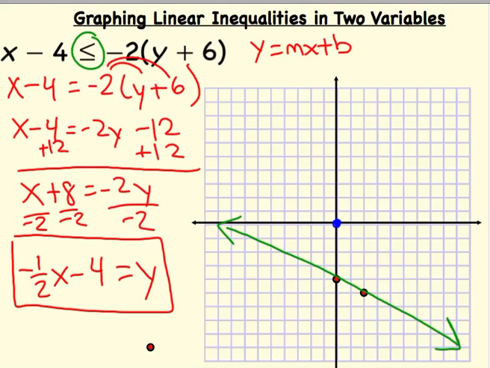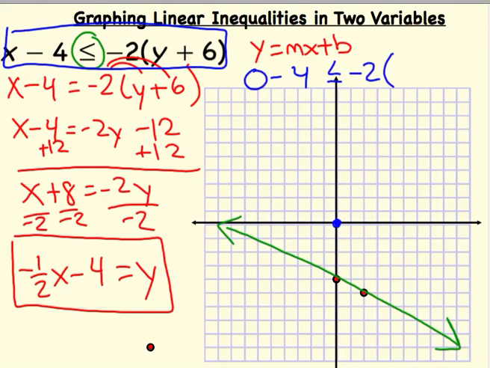So right now I only have 2 options. I'm going to shade above this green line or below this green line. So let's figure out which one. We're going to go back. You always go back to the original and plug in your test point. So I'm going to do 0 minus 4 is less than or equal to negative 2 times 0 plus 6.